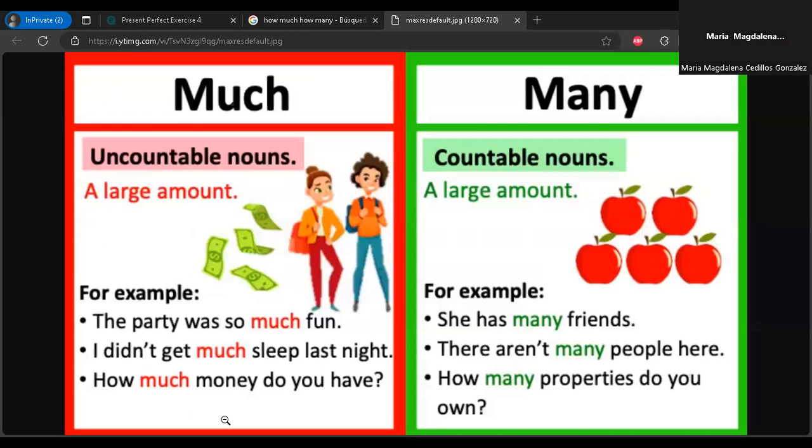All right, en pantalla ahorita tenemos, you know, cuál es la diferencia en el much y el many, right? So remember that much is for the uncountable nouns, and then many for the countable nouns. That's actually the difference right here. So cosas que se puedan contar y cosas que no se puedan contar. Vamos a ver si you remember this one. Can you give me examples of uncountable nouns, people? ¿Me pueden dar examples of uncountable nouns?